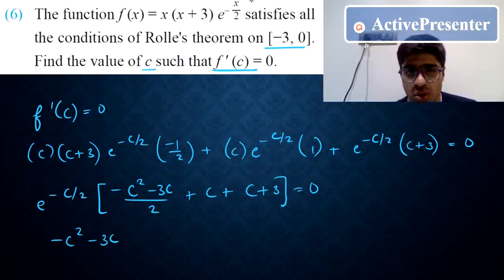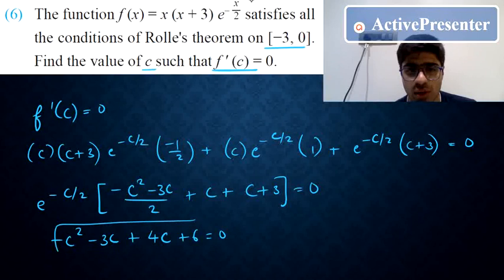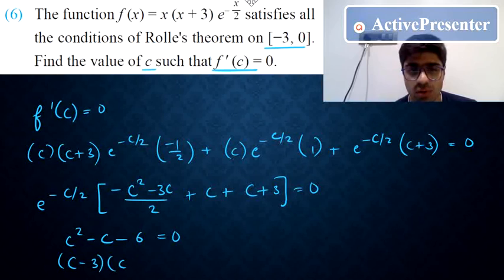Let's combine all the terms. So then you will have plus 2c. Okay, actually this will be 2c. So plus you will have 4c plus 6, the whole divided by 2 equal to 0. That 2 goes on the right. So you are left with this entire thing equal to 0. Now you have minus 3c plus 4c which is simply equal to plus c. And then you have a plus 6 equal to 0. You can multiply throughout with a minus 1. So that will give you c square minus c minus 6 equal to 0. Factorize it, so you have c minus 3 and c plus 2 equal to 0.